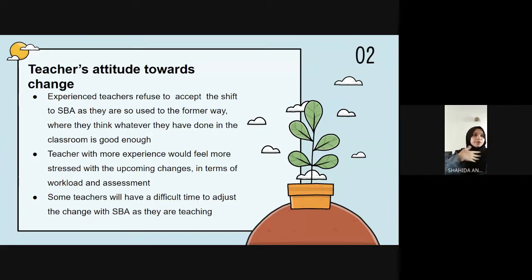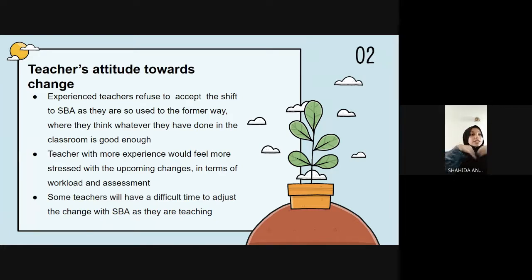Okay, first, experienced teachers refuse to accept the shift to SBA as they are so used to the former way, where they think whatever they have done in the classroom is good enough. We are talking about experienced teachers because they're used to the formal assessment, they're not used to SBA, so they think, what I did is right enough. Why would I change it for SBA?